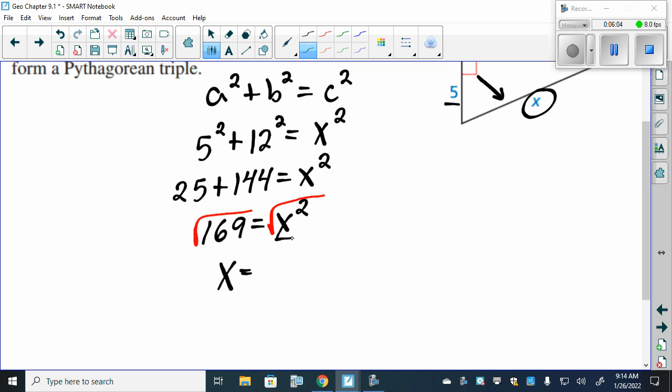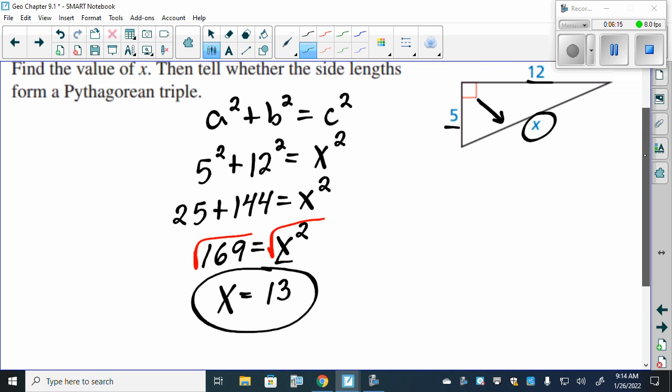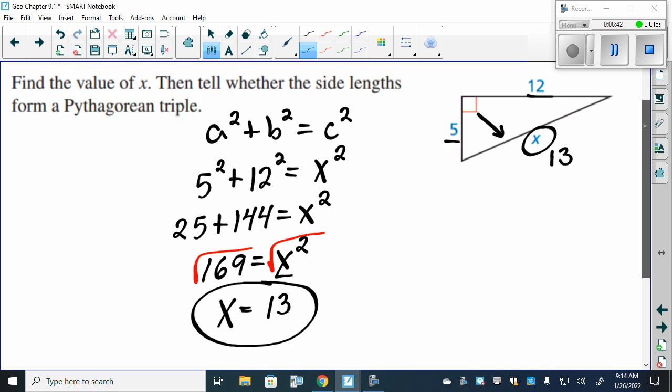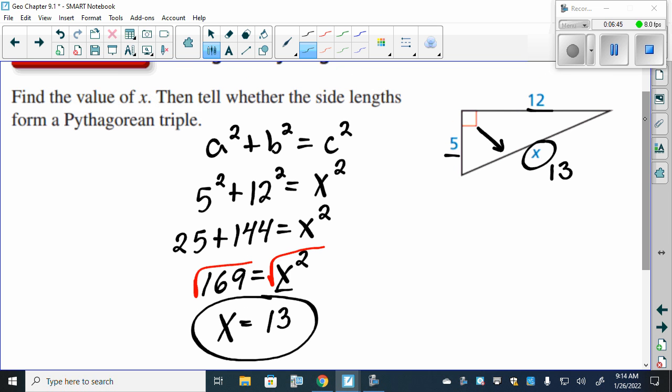Now we need to find out what number times itself is 169. 13. For the most part, we're just going to consider the positive case, because negative 13 would actually also work. Negative 13 times negative 13, the negative and negative would make a positive, and 13 times 13 would be 169 still. But since we're talking about a length, lengths can only be positive. So our missing length over here is 13. So is this a Pythagorean triple?